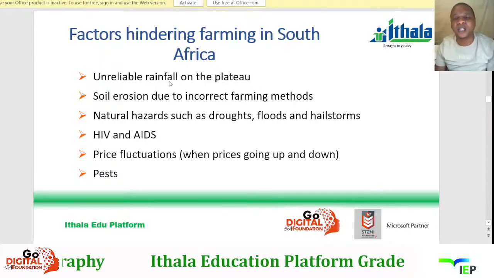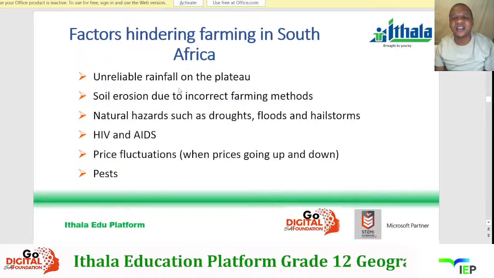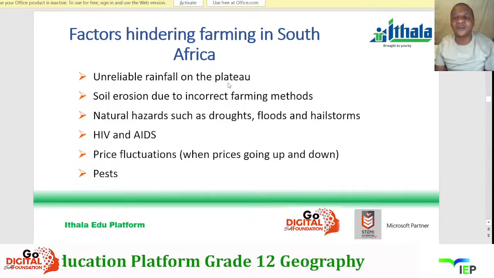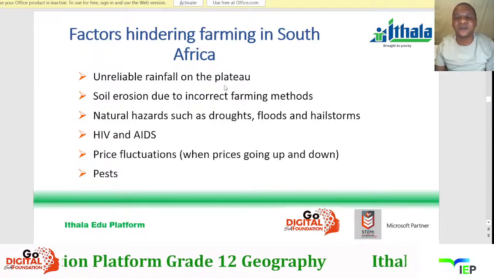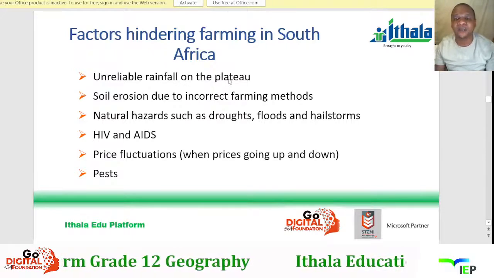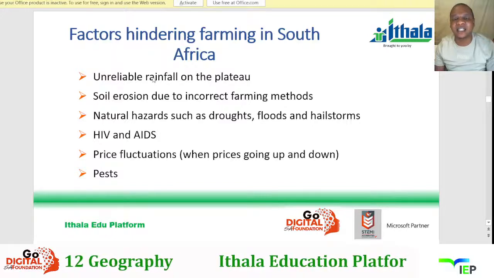So uzokhumbula grade 12 ukuthi ama plateau akho asuke elapha yana nje, it's actually the interior of the country. Mawusuka lapha kuma-coastal regions usungena kwi-country ke, so that is where we find ama-plateau ethu. So imvula esuke inetha lapho isuke unreliable.